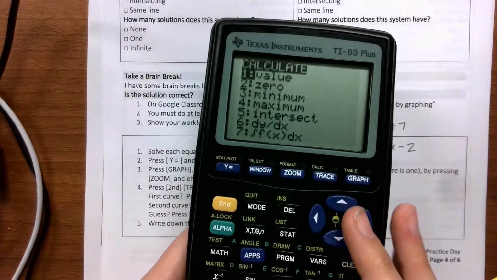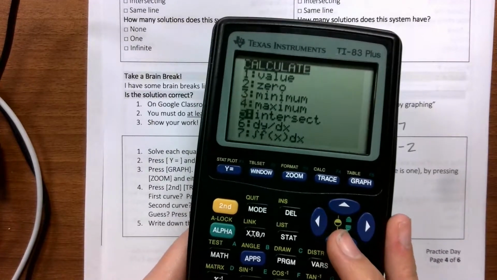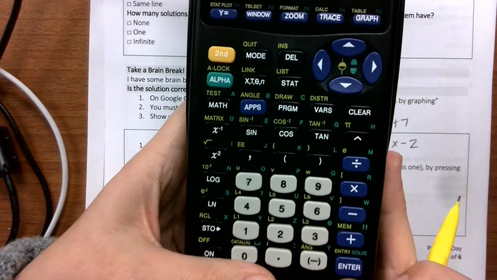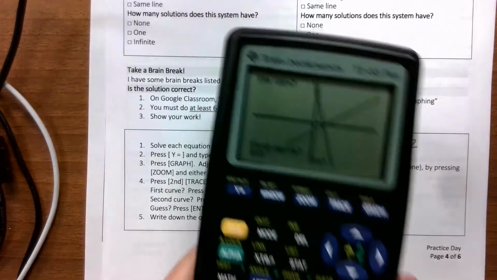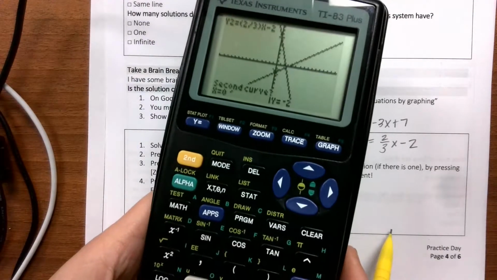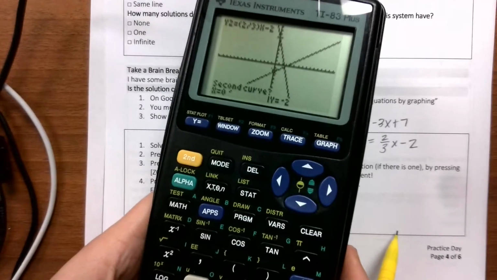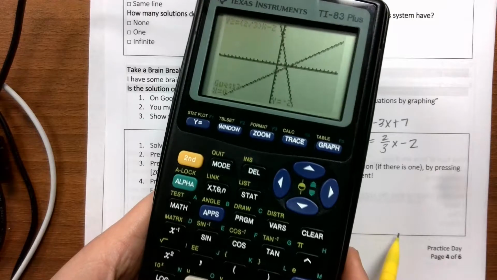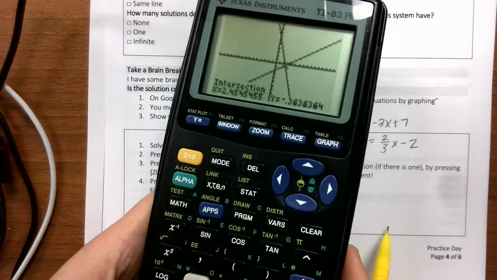What am I going to use? I'm going to use 5, intersection. Push enter. First curve, according to my directions, you just push enter. That means that the calculator needs to find the first line. Second curve means the calculator needs to find the second line. Guess, you push enter again. There's your point of intersection.